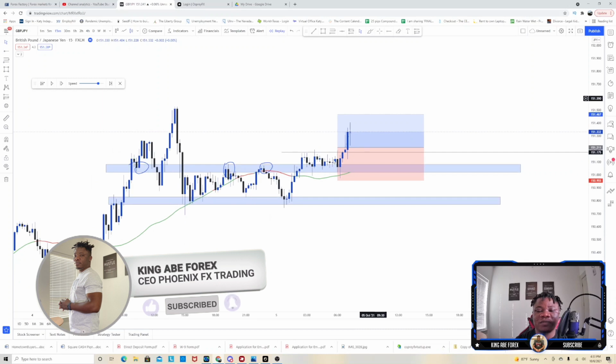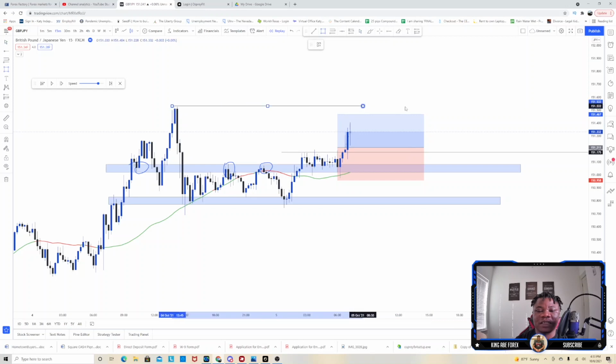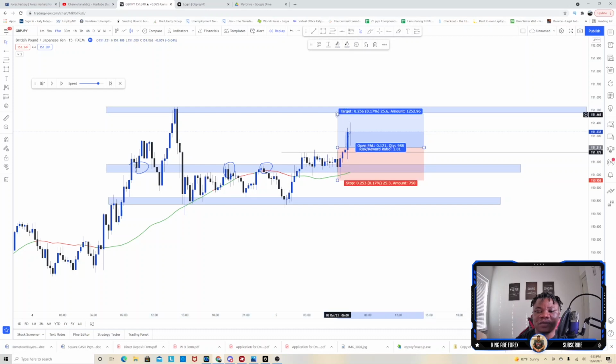For my stop loss, it will just be right below the 55 SMA right here, and for my take profit, I can easily just target this zone here. This is going to be my target zone because we had a rejection here, making this a resistance zone. So I'm just going to target that as my take profit zone. We're looking at 31 pips, stop loss 25 pips, risk to reward ratio 1:2. So let's take a look and see how this trade actually played out.